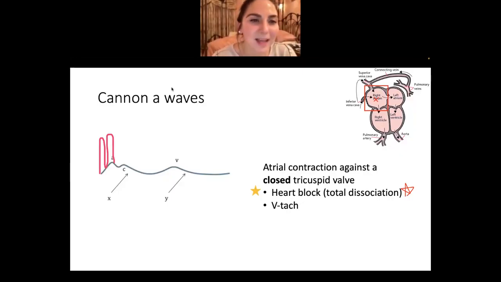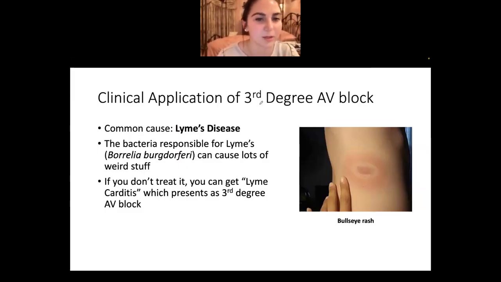But when you have something like complete heart block where the atria are doing whatever the heck they want and then the ventricles are doing whatever the heck they want, the tricuspid valve might be closed. So it tries to beat, nothing happens, it can't get through. So it tries again and it can't get through because it's trying to contract against a closed valve. So you can see that sometimes they'll give you a little hint and say, oh, there are Canon A waves, or they'll show you this tracing.